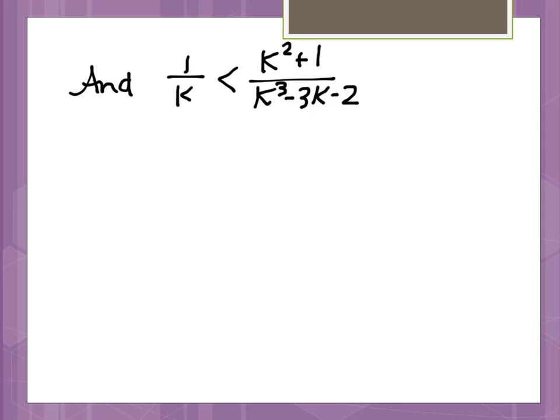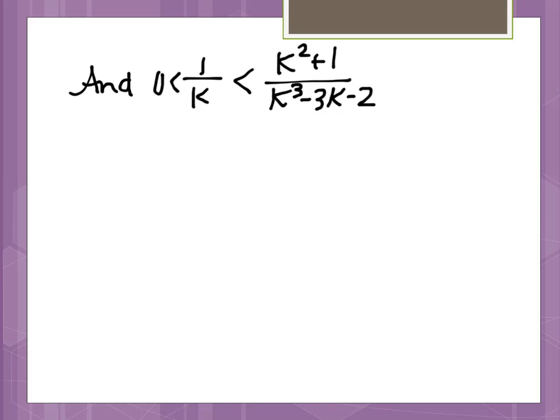All right, so we'll say, and we'll do it this way. 1 over k is less than k squared plus 1 over k cubed minus 3k minus 2. And we'll throw in the zero less than, just because it was part of the original conditions set forth. It's definitely less than because the k values are positive values.